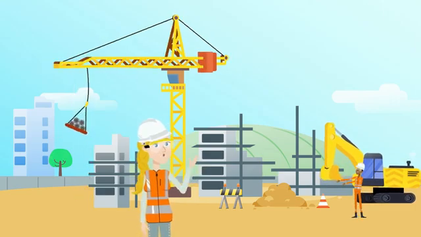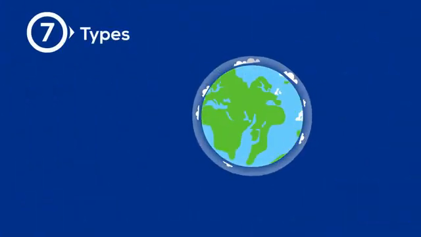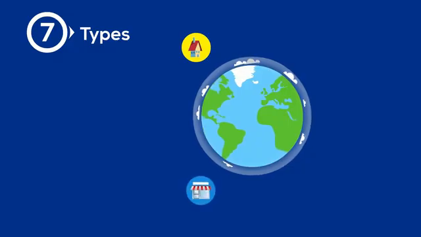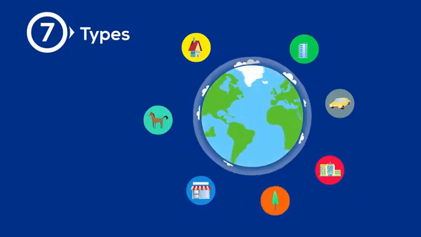Hello! Today we're going to be learning about types of land use. There are 7 main types of land use. These include residential, commercial, industrial, institutional, agriculture, transportation, and parks and green space.